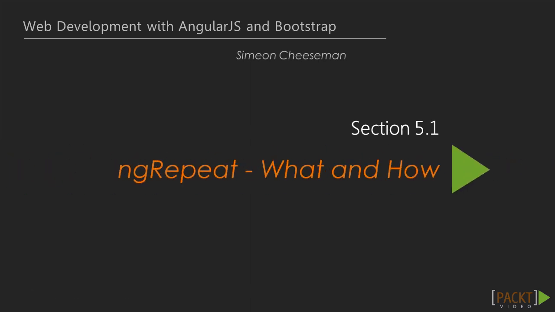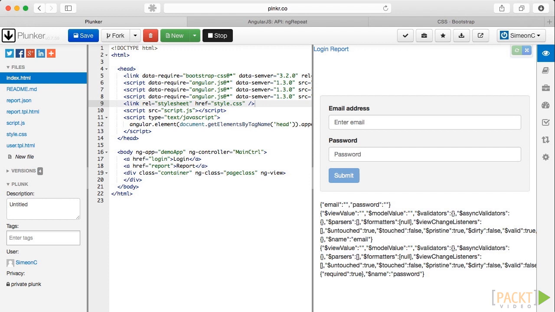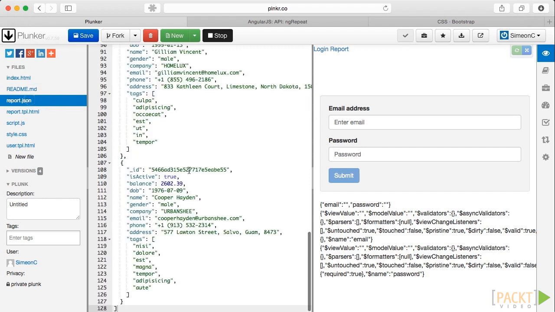In the last section, we looked at using Angular's route module to show multiple pages without needing to refresh the page. In this section, we're going to have a look at displaying data with ngRepeats. In the code bundle for this video, I have updated the report.json file with some sample code. In this case, it's just some fictional customers.